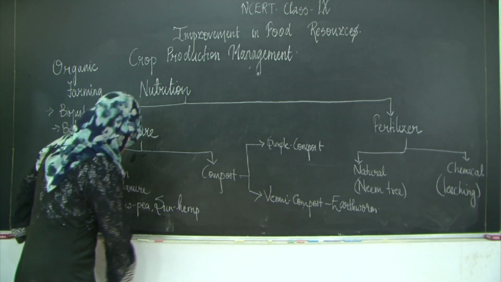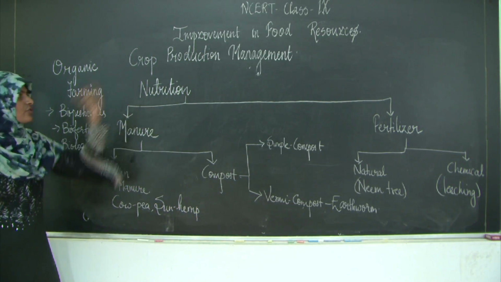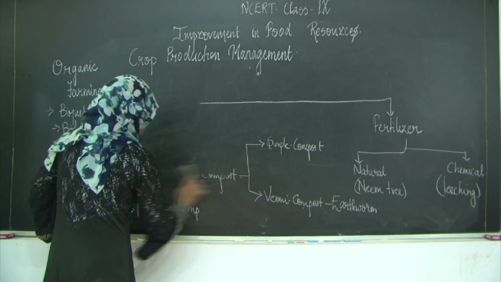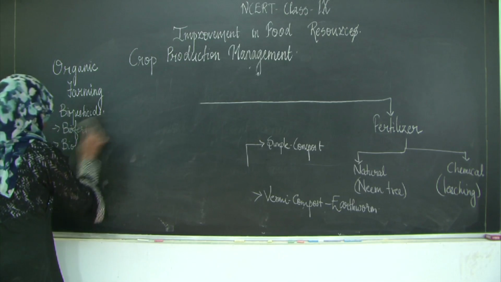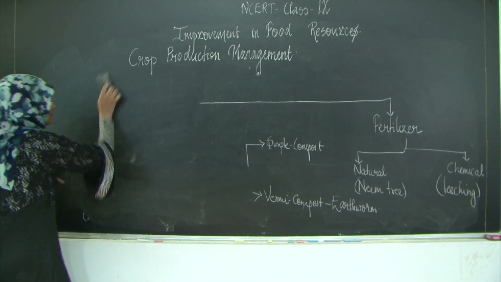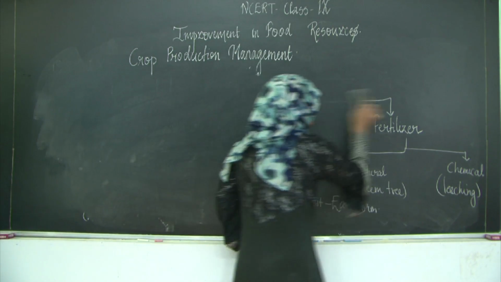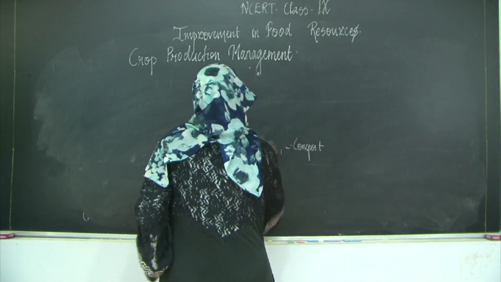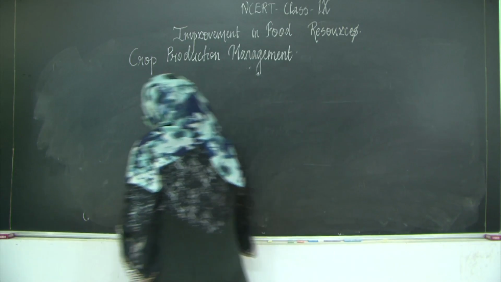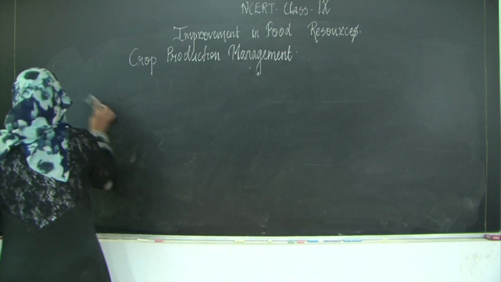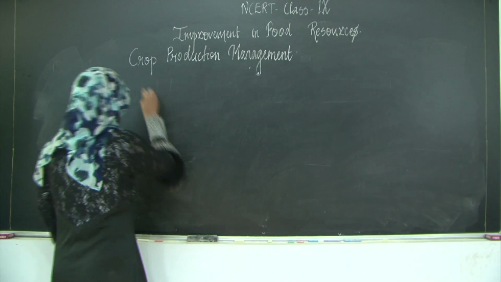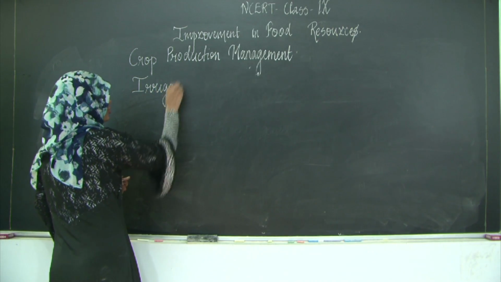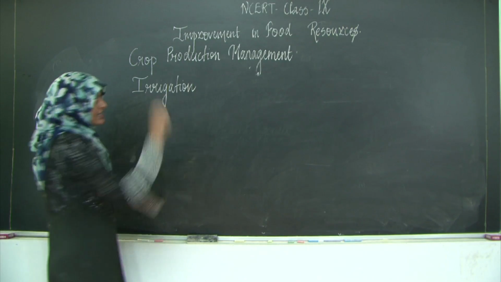Now let us go to the next way of crop production management, that is irrigation. What is irrigation? Artificial watering of plants. So the other way of crop production management is irrigation.